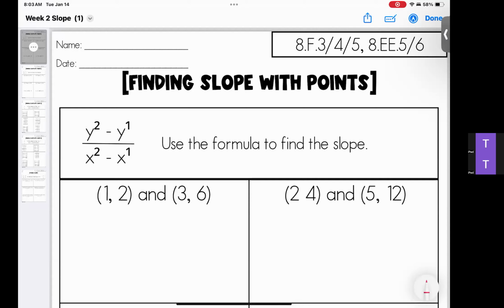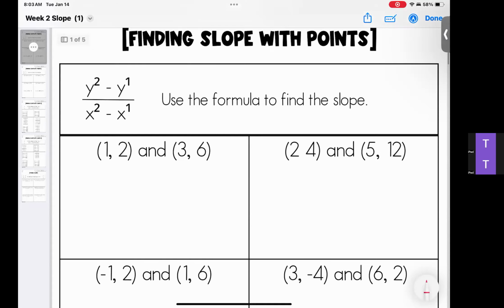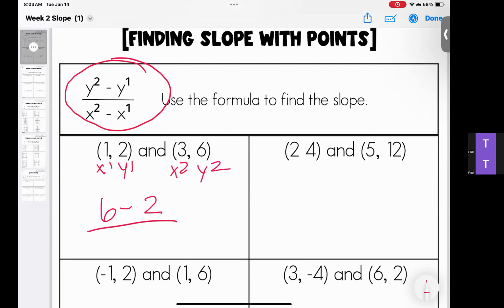We did add in the addition of our charts. So with our starting one, we're going to be using our formula up top here, x1, y1, x2, y2. If you get in the habit of writing it down, it is really, really helpful. 6 minus 2 is 4, 3 minus 1 is 2, 4 divided by 2 is 2 for a slope of 2.